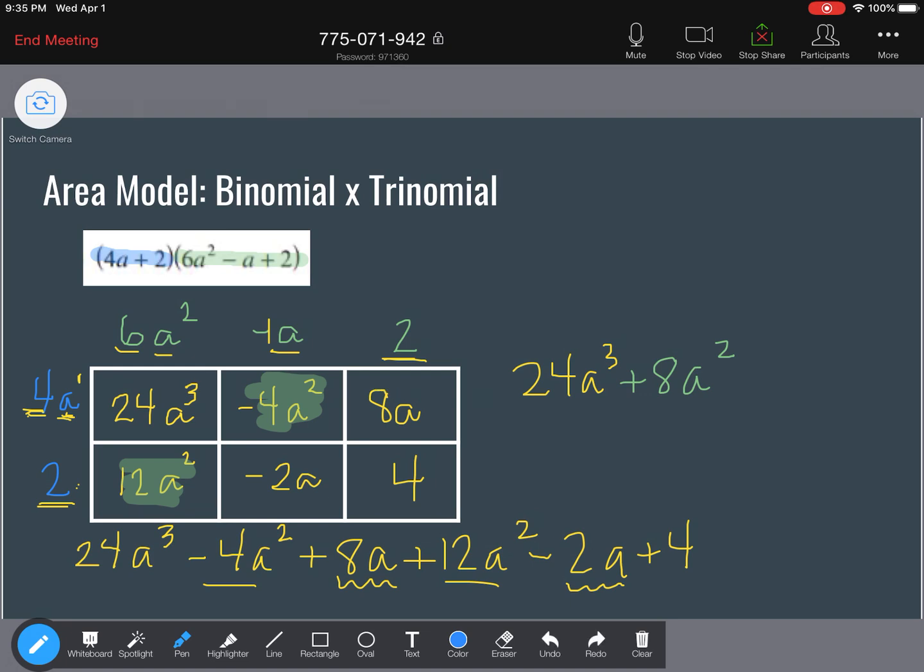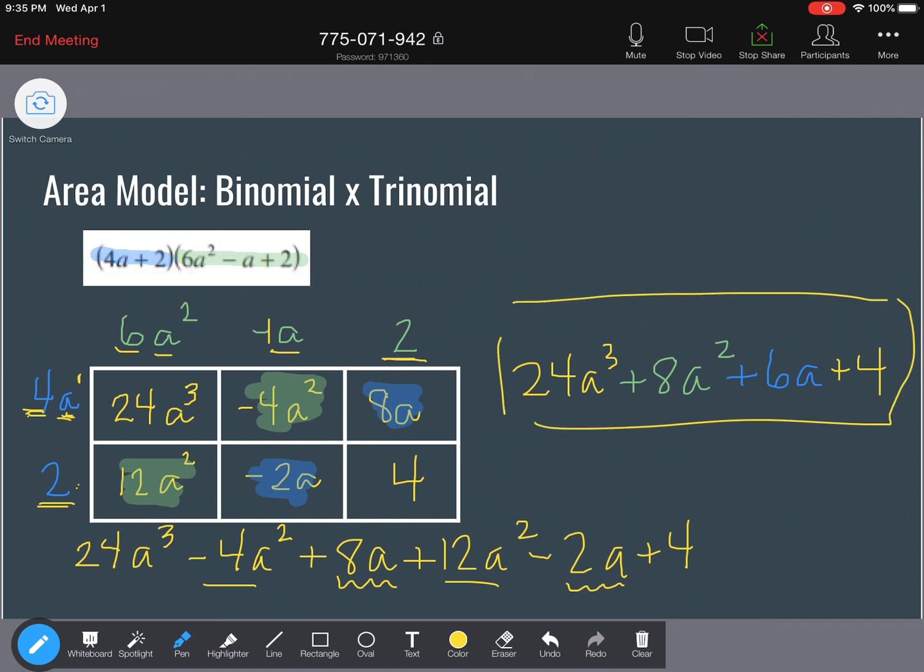Okay, let's see, we also know that we have our a terms. Oh, I did it again. Sorry, team. We have our 8a and our negative 2a. Those are like terms, and so we can combine those. 8a minus 2a is a positive 6a. And then that's all of our like terms, so I'm going to copy down my 4. Okay, this is our final answer, and we could have gotten there from this point here as well. Either way, whichever way makes most sense to you, you're welcome to do it. But hopefully that makes a little bit of sense.